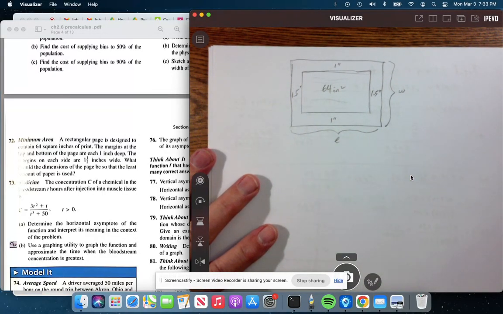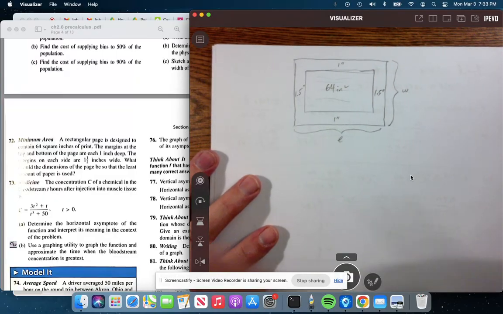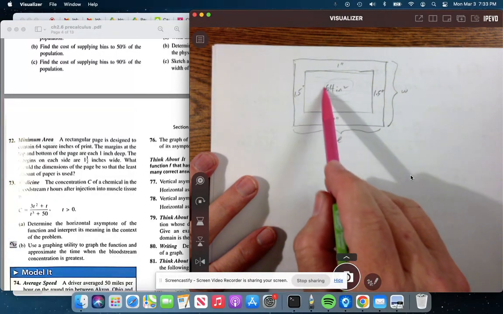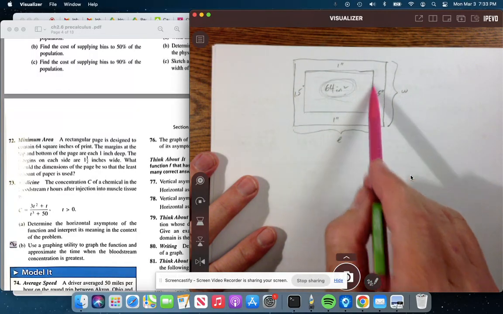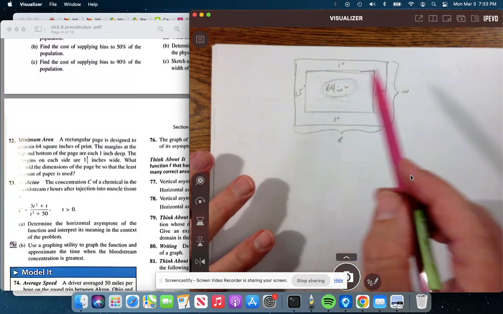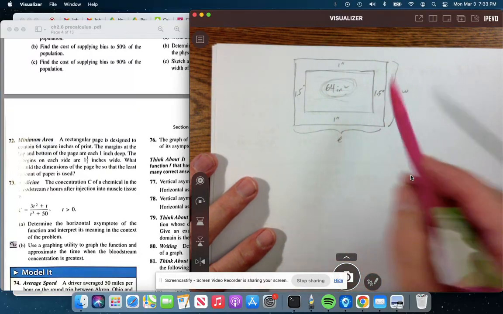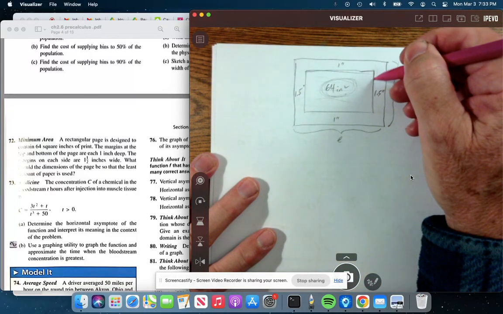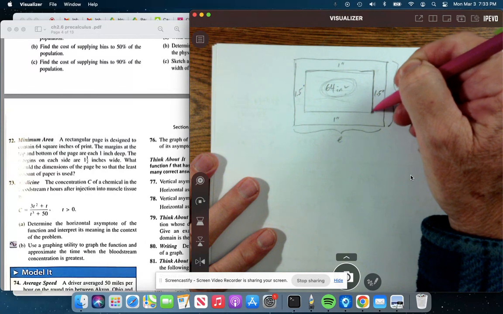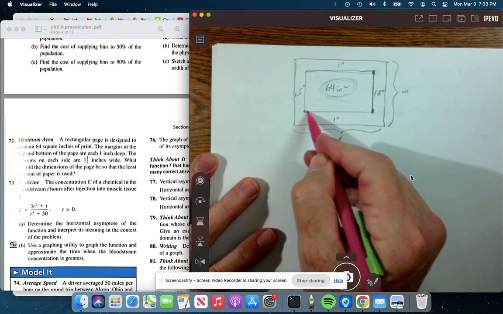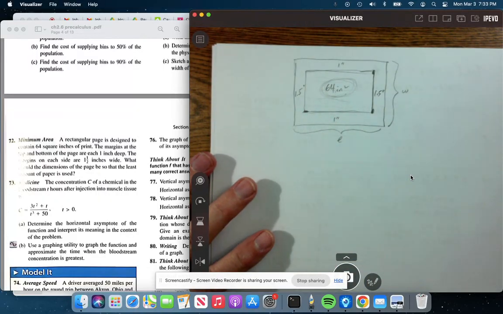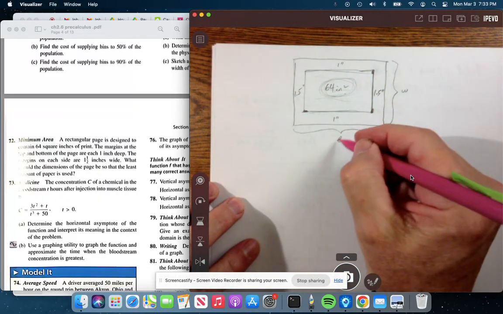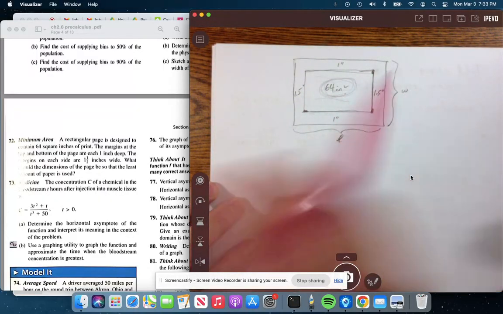And if I do it that way, then what I want to do is use this idea that this inside part, which is where the print goes, has to be 64 square inches. So how wide is it here to here? And how long is it from here to here? The reason I need that is because I want to use that 64, because I need to write the length as a function of the width.